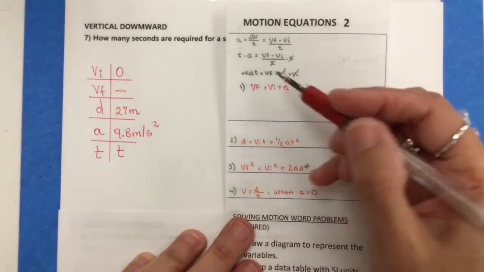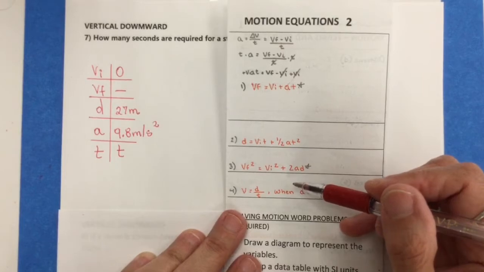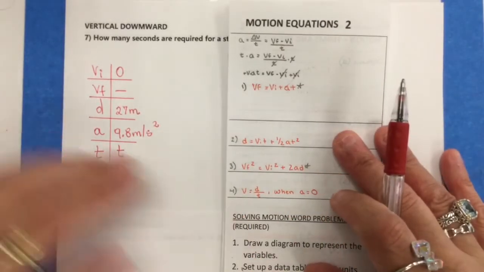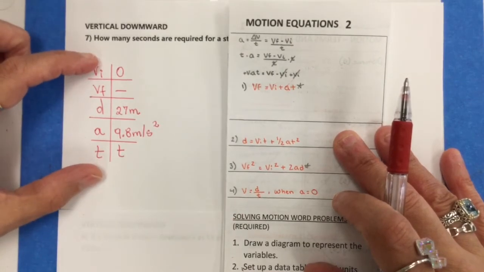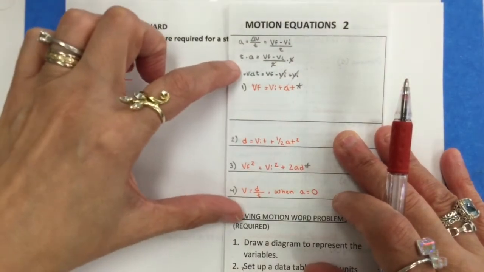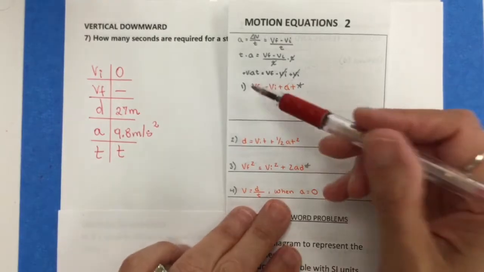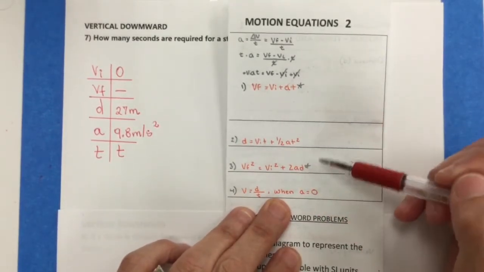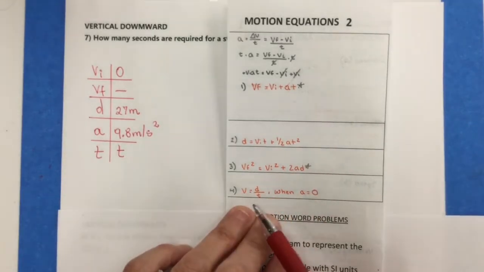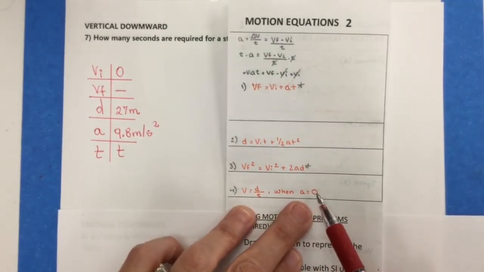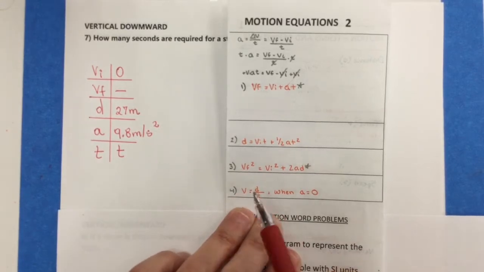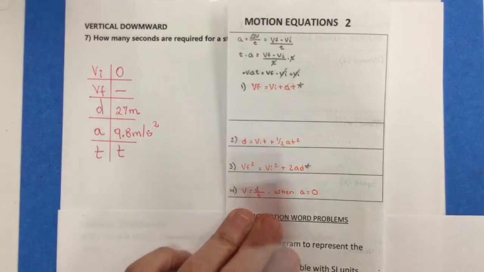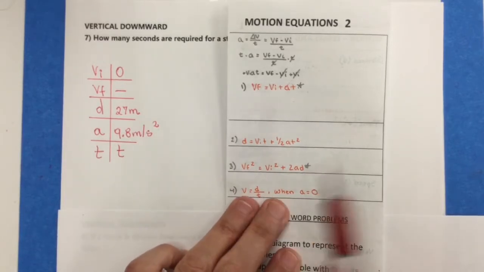Now we are going to look at the selection of equations that can help us to find this answer. So you look at the table and you look at the possible equations. So 1, 2, and 3 are equations when acceleration is different than 0, and the last one is when acceleration is 0 and velocity is constant. Okay, so this is not the case because we have acceleration. So that equation we are not using.